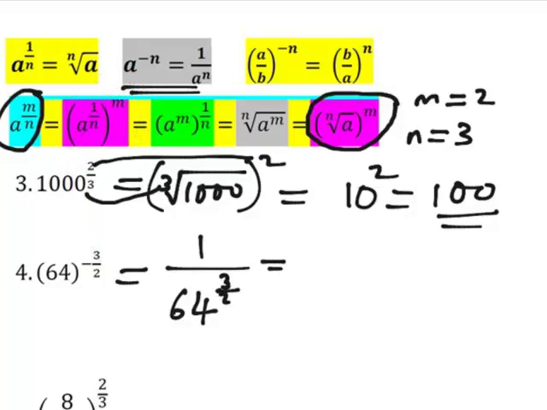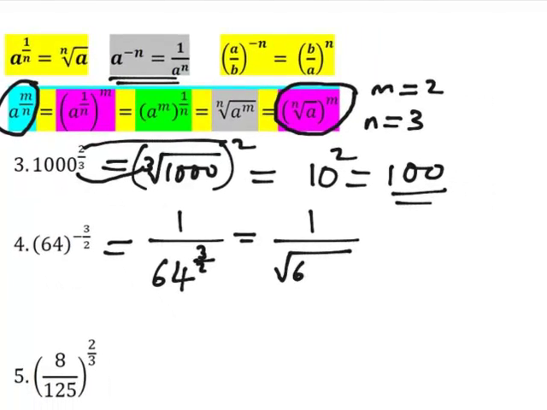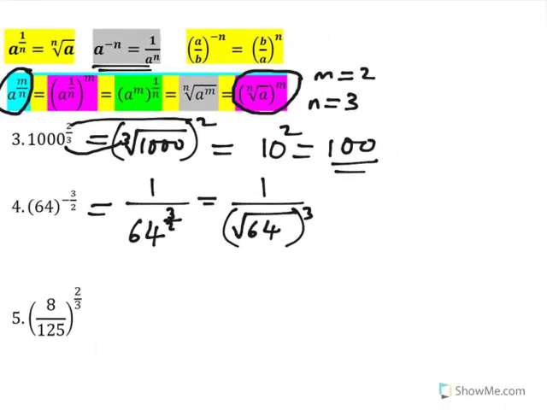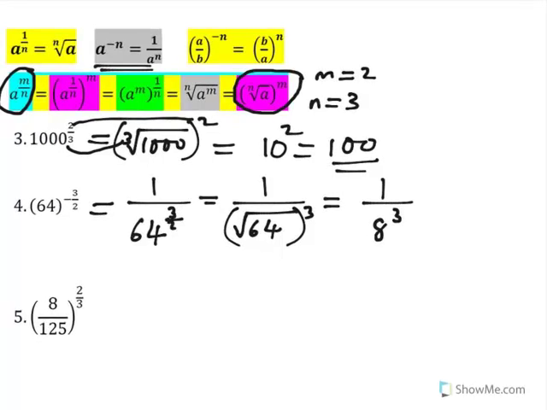And then we apply the rule we've just applied in number 3. It's 1 over, the denominator is a 2, so it's the square root of 64, and the numerator is a 3, so we cube. And the square root of 64 is 8, so we have to cube 8.